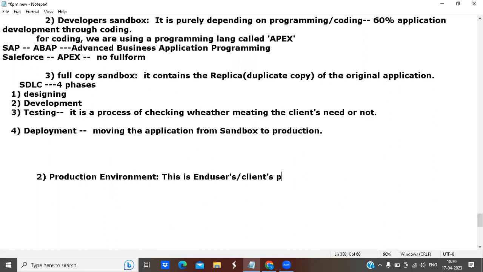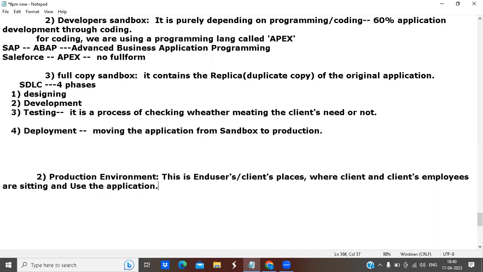End user's place or client's place. Where the end user, the client, and the client's employees are sitting, in development, and use the command application.